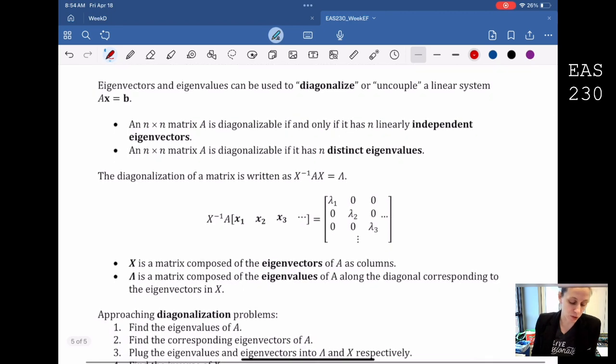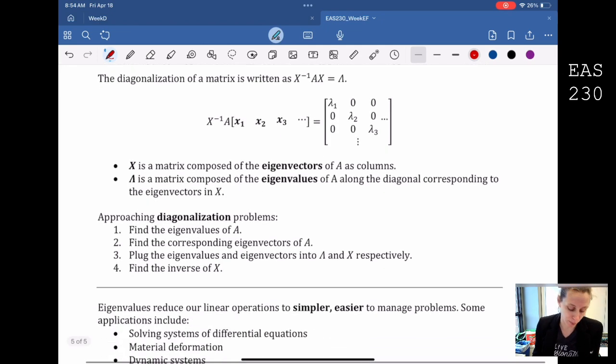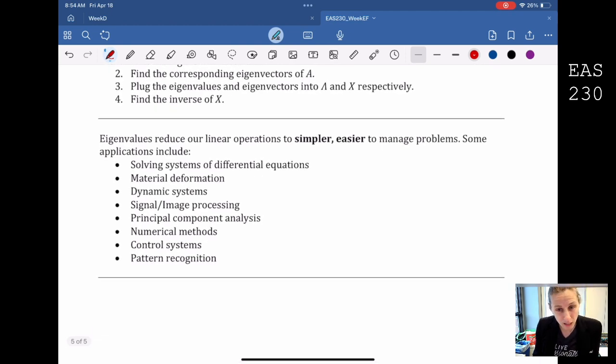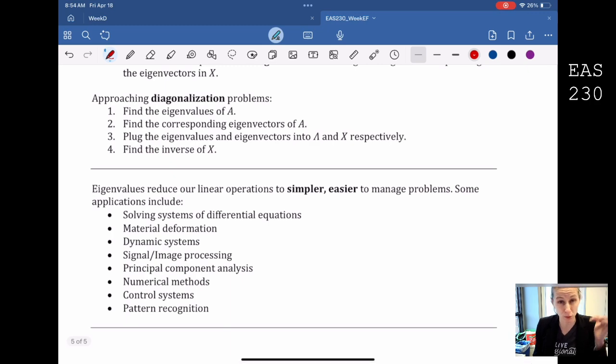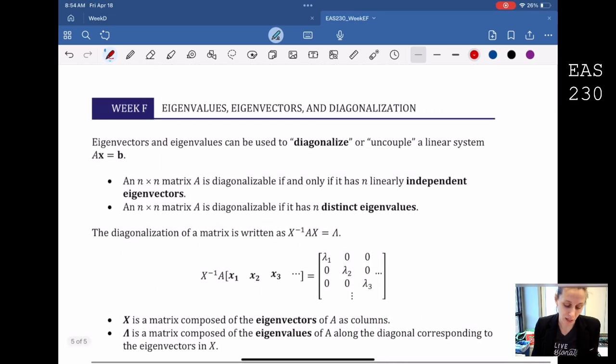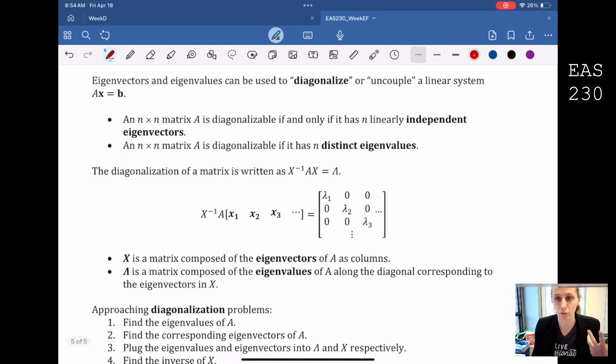One of the benefits of eigenvalues and eigenvectors is this idea of diagonalization, where we can uncouple a linear system. There's lots of applications of doing this. I'm going to tell you how to diagonalize a matrix. We're not really going to jump into the applications, but here's a list of some of them: solving differential equations, which you will see if you haven't already seen in DiffEQ, material deformation, dynamic systems, signal and image processing, principal component analysis, numerical methods, control systems, pattern recognition. This is beyond the scope of this course. A lot of these are upper level courses, so you might see them later on in your program. But we're just going to focus on literally the mechanics of doing this problem.